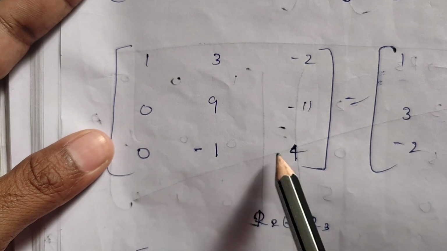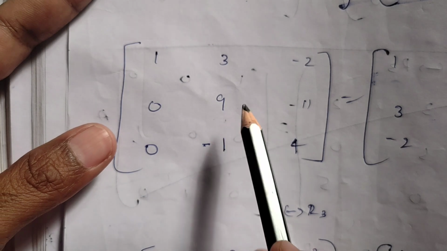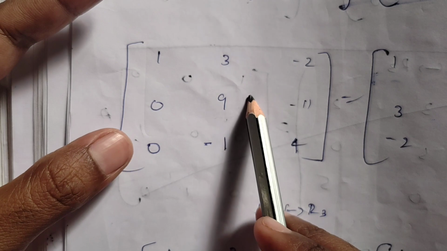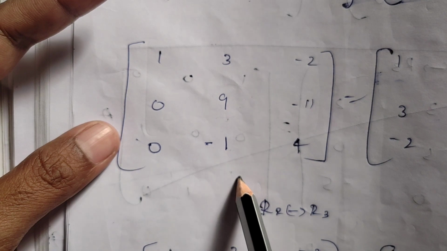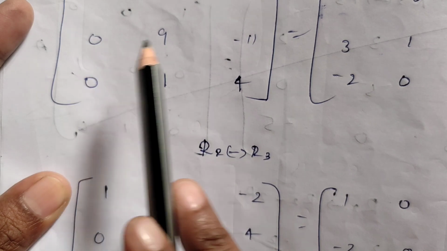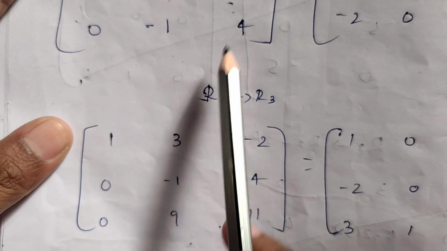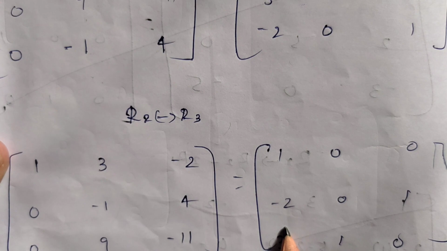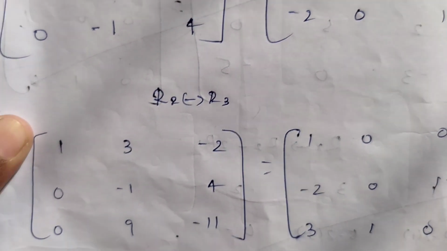So the next step is we have to make this element 1, but we have minus 1 here. So I am replacing this minus 1 here by interchanging R3 and R2. So interchanging the rows, what happens? 0, 9, minus 11 will come here and 0, minus 1, 4 will go as R2. Same thing is done on the RHS. Minus 2, 0, 1 will be your R2 and 3, 1, 0 will be your R3.